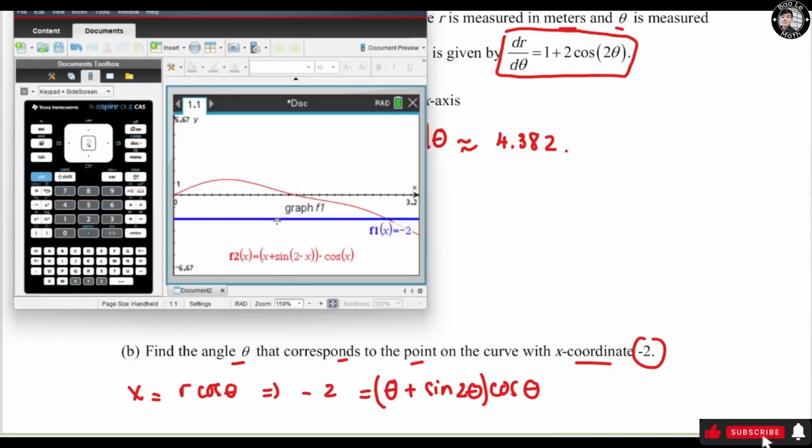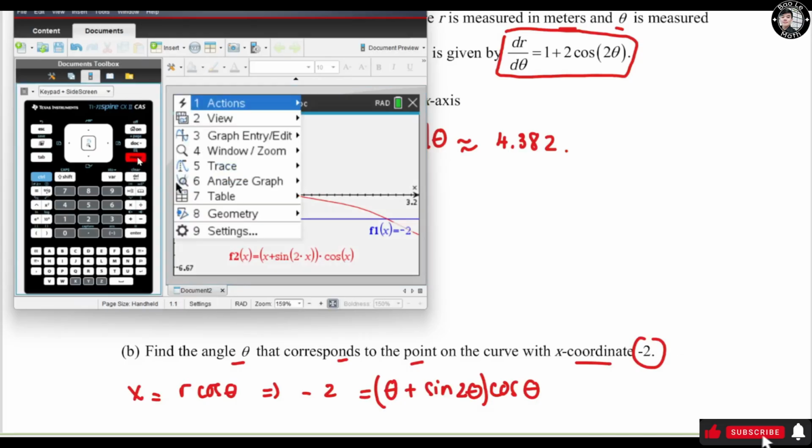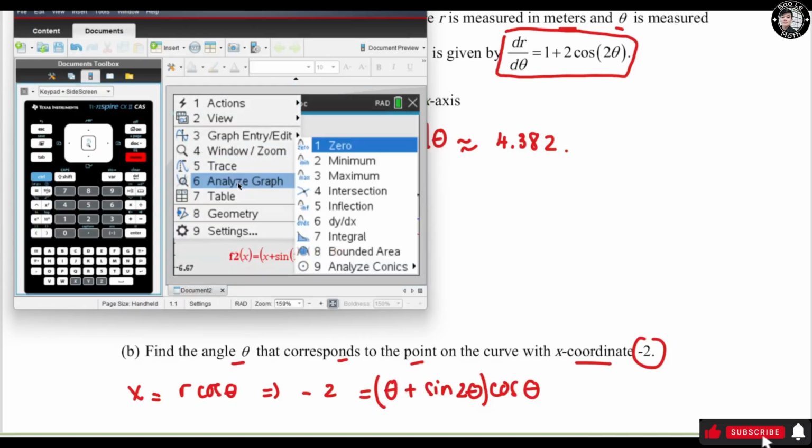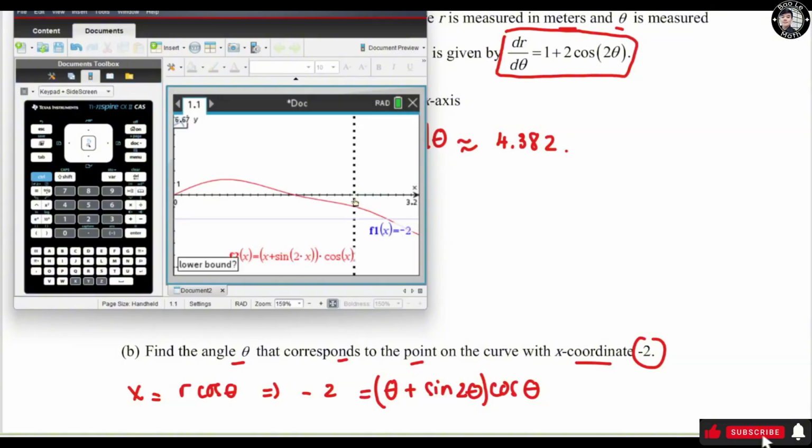Alright, so you have one intersection. So you're going to press menu, number 4. Go to the left, go to the right. The answer is right here, 2.79.